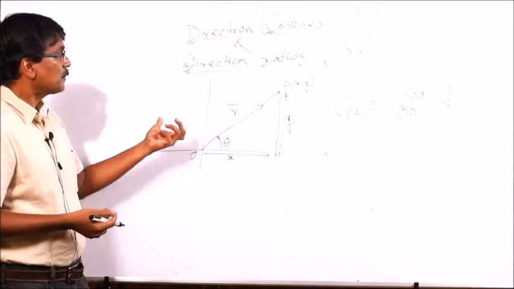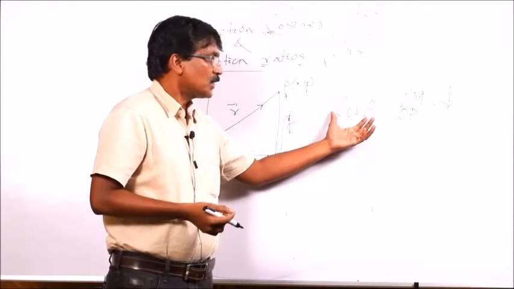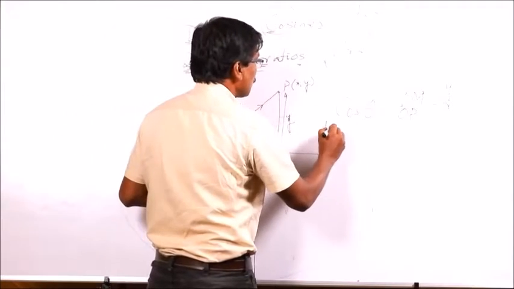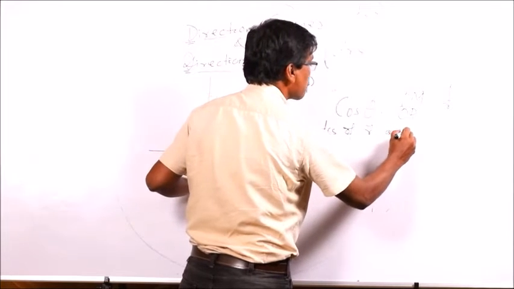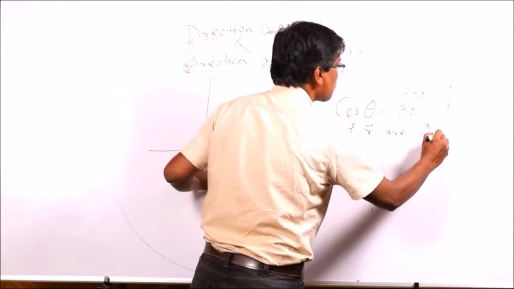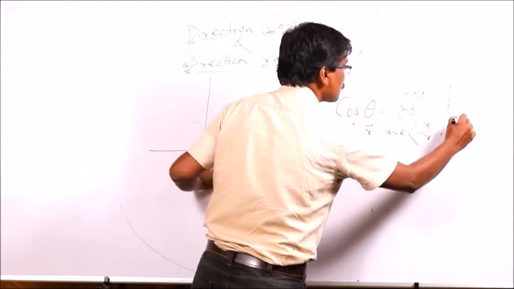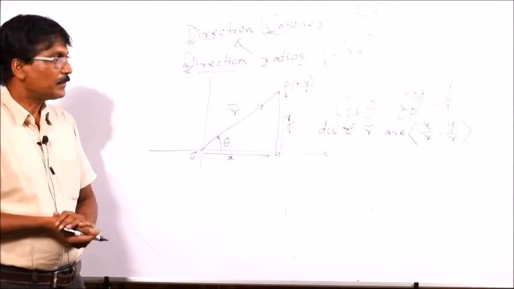Similarly, we have direction cosines cos theta. So, what are the direction cosines? So, direction cosines of r vector are x by r and y by r. So, this is called direction cosines. So, make this brackets. So, direction cosines are x by r and y by r.